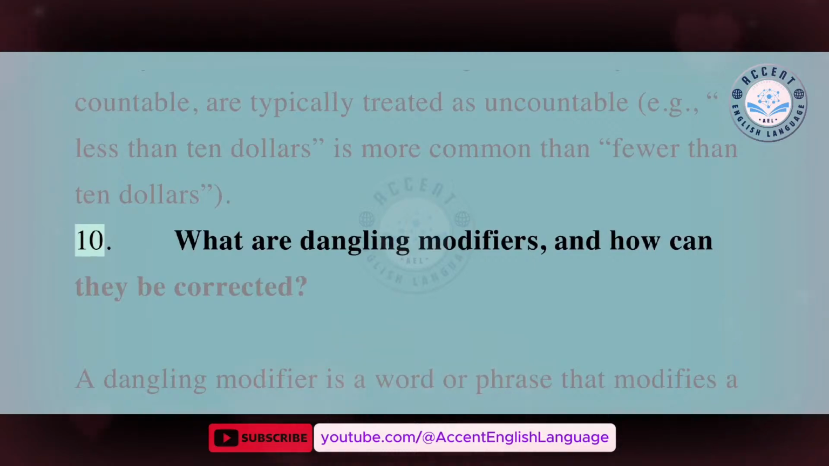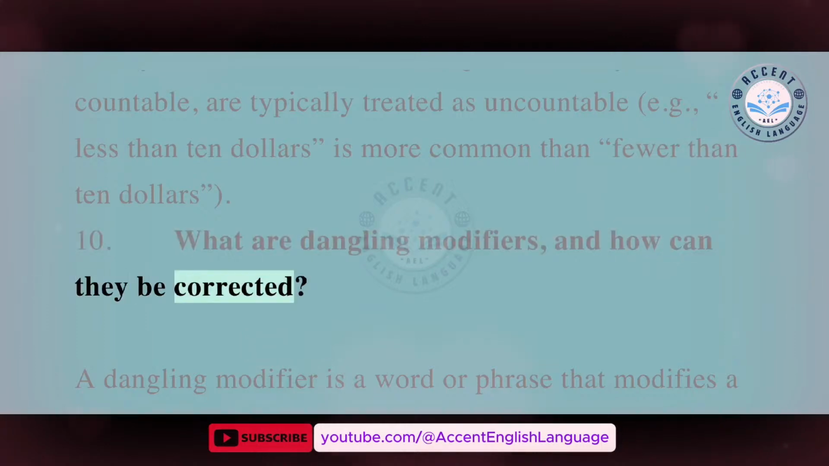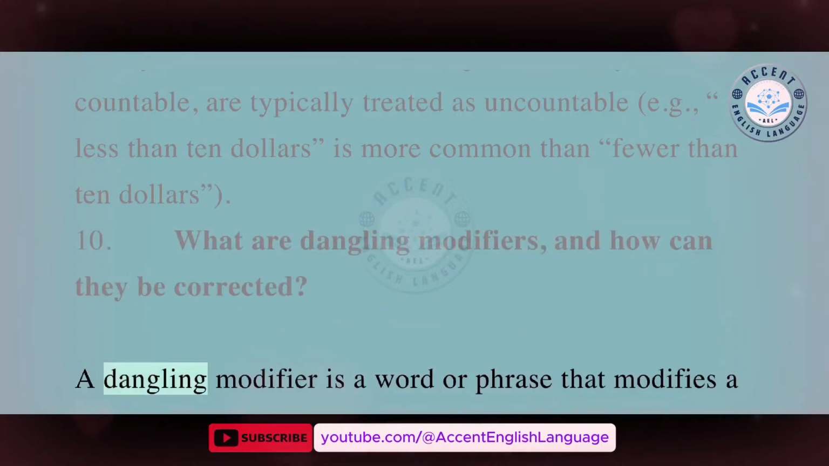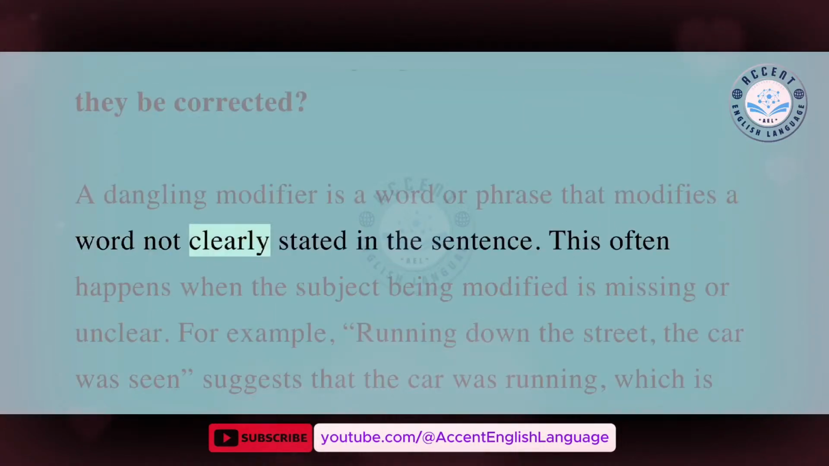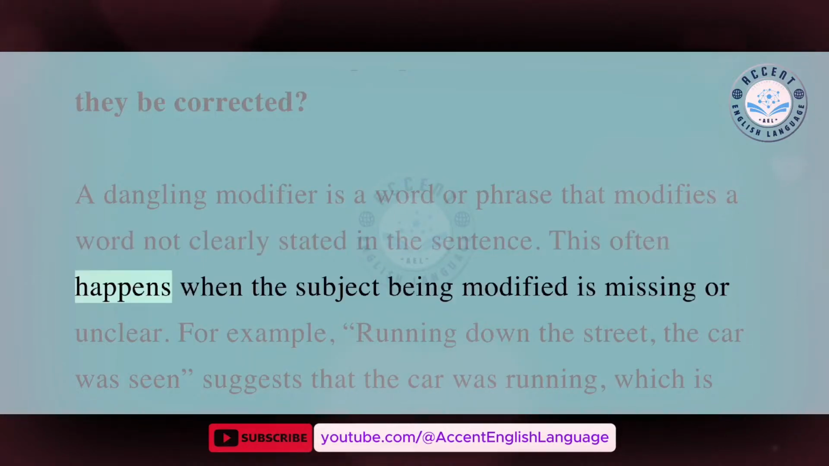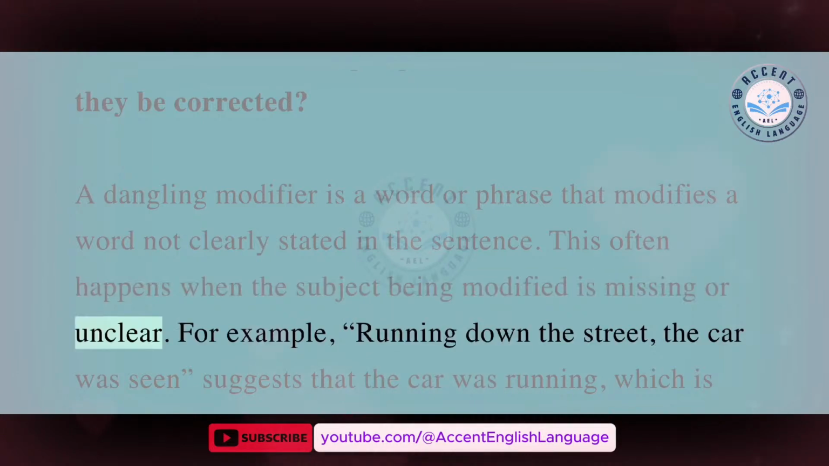10. What are dangling modifiers, and how can they be corrected? A dangling modifier is a word or phrase that modifies a word not clearly stated in the sentence. This often happens when the subject being modified is missing or unclear.